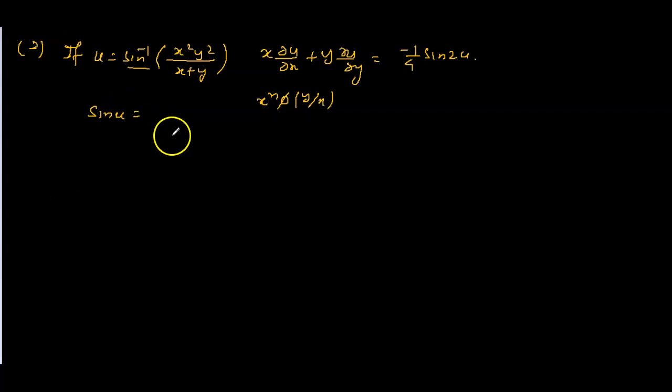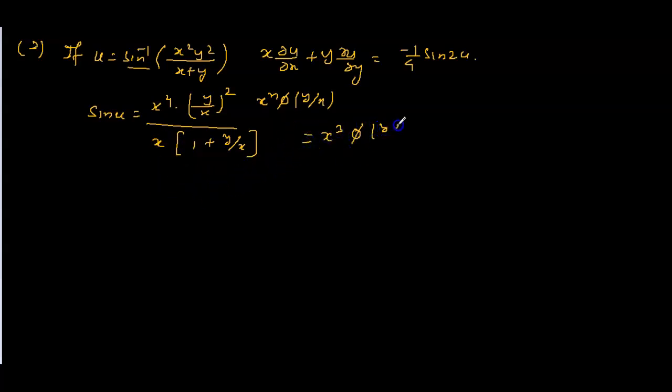We take x power 4 outside here, so we get y by x, that one whole square, divided by, if you take the common x here, 1 plus y by x. So now this cancels, x power 3, and this is in terms of phi of y by x. So n is equal to 3 here, so we can find x into del u by del x plus y into del u by del y is equal to n into u by the Euler formula.